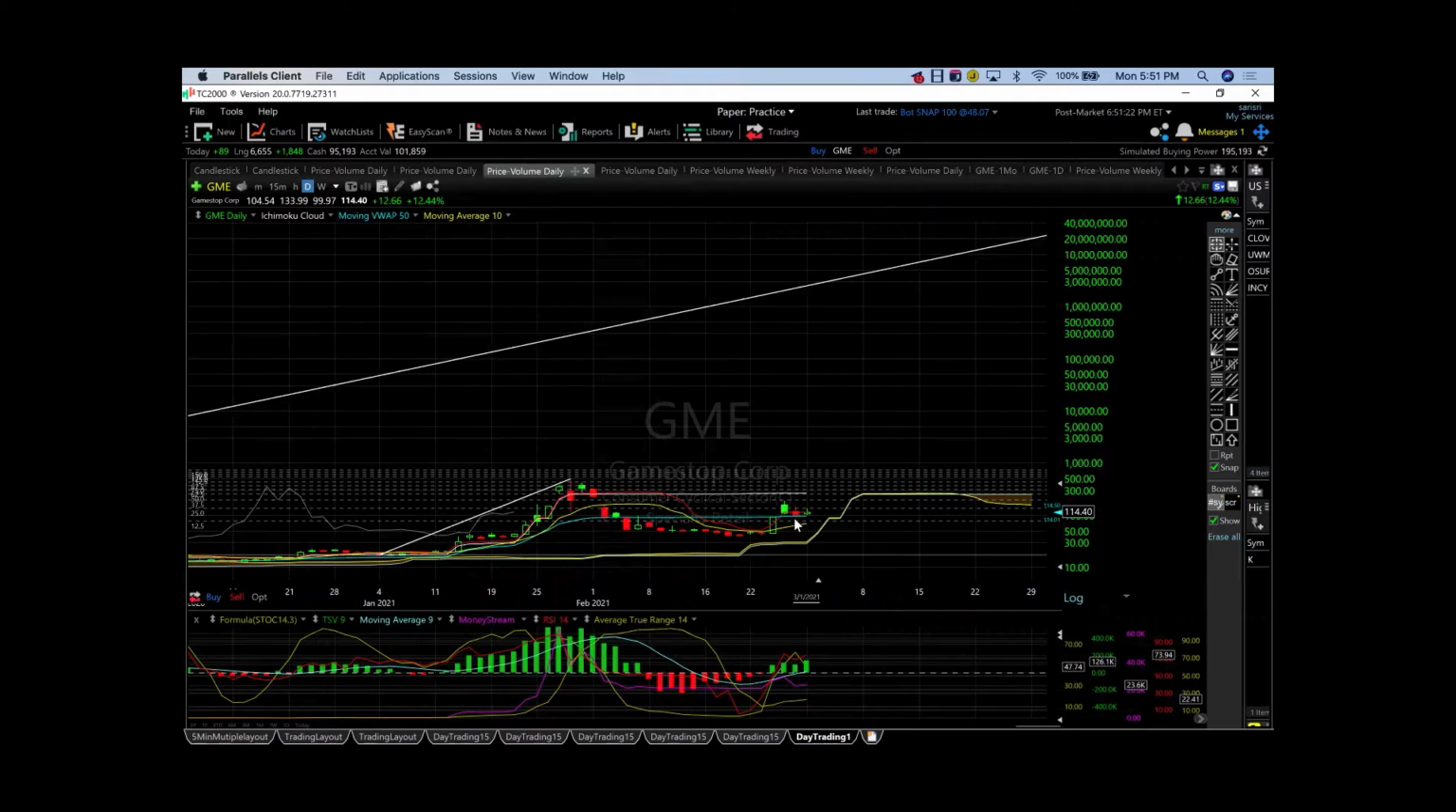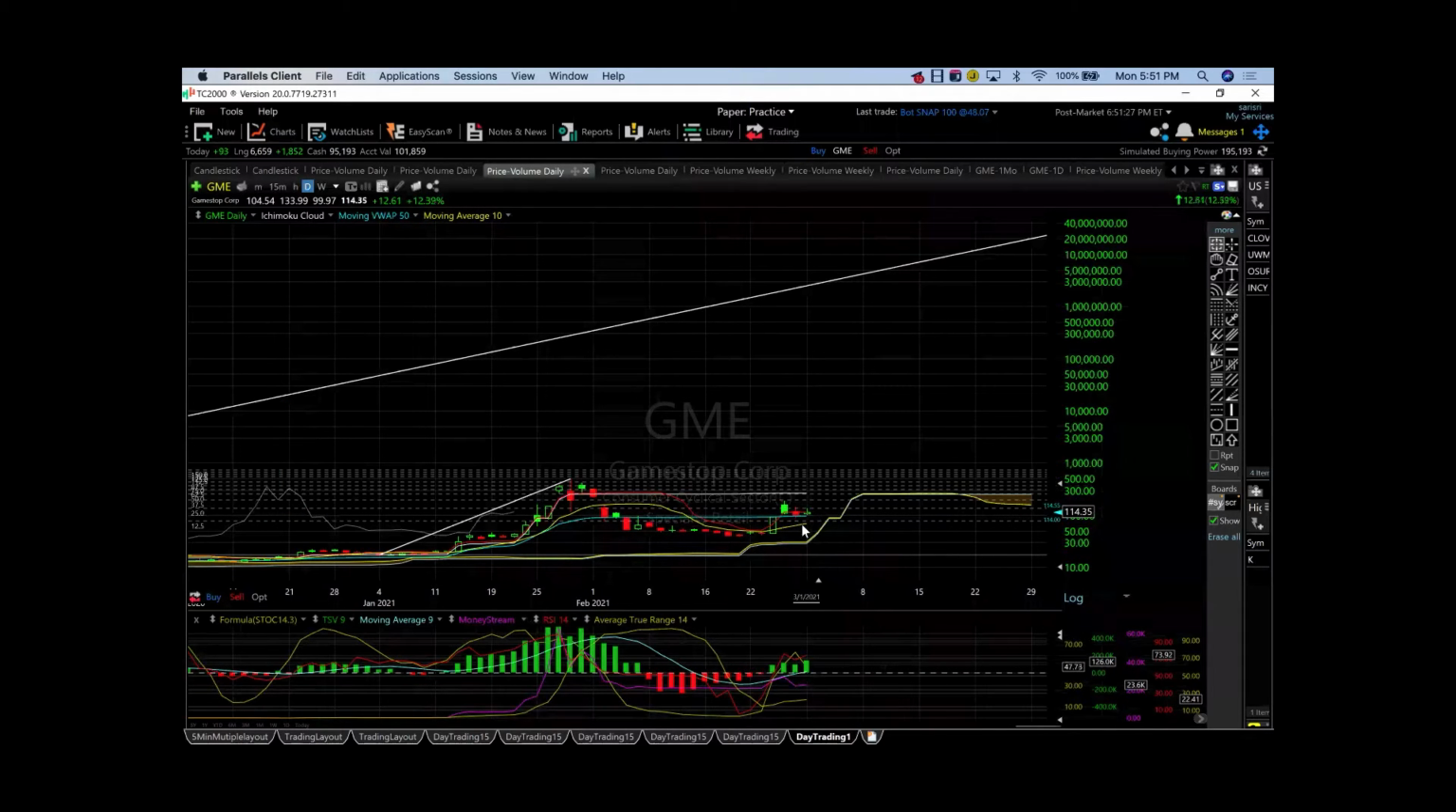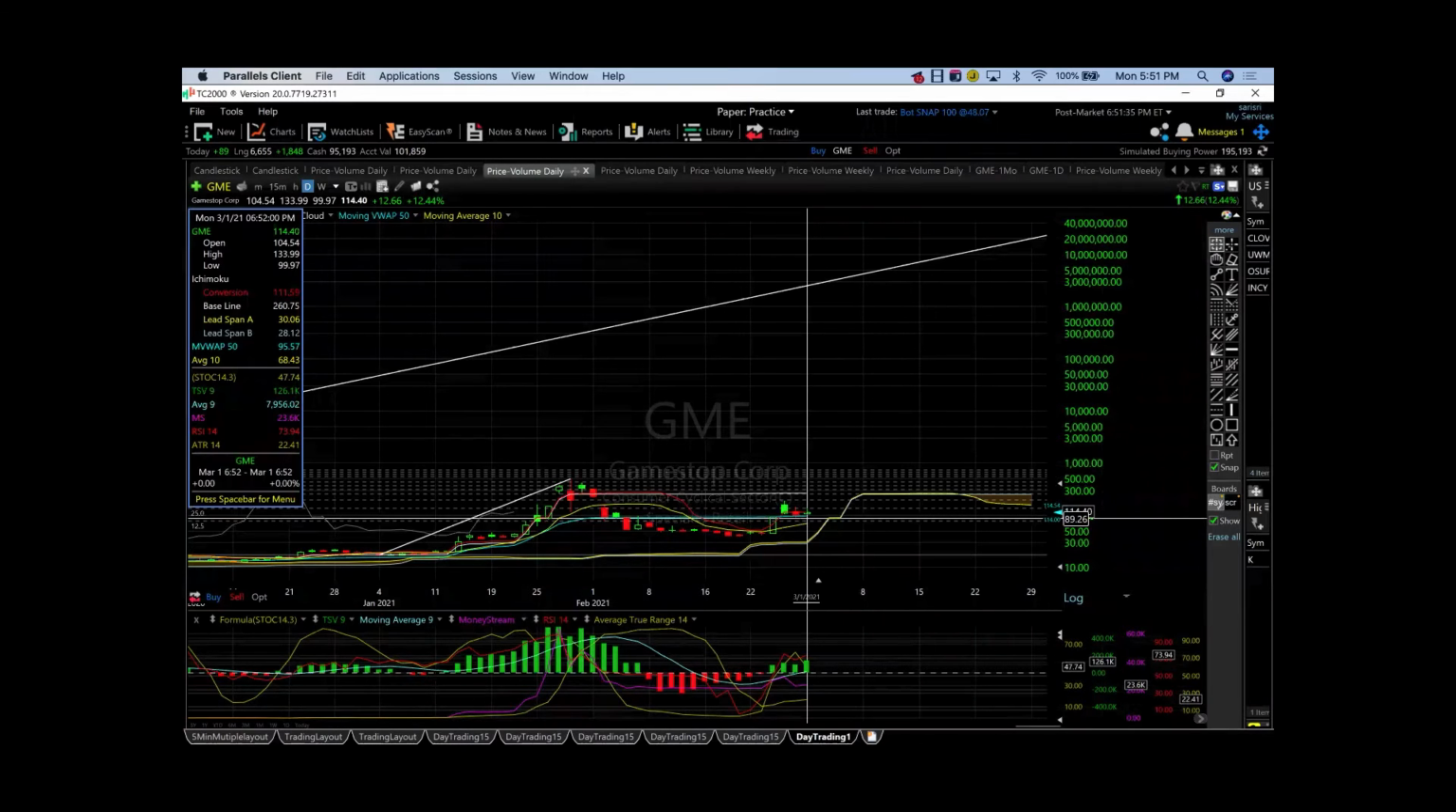So this cyan line that you see is the moving VWAP. It has been above this for 3 days and it is consolidating here. So I'm expecting a little bit bigger move to at least get to the baseline, and then we'll see what it gives us from there, okay?